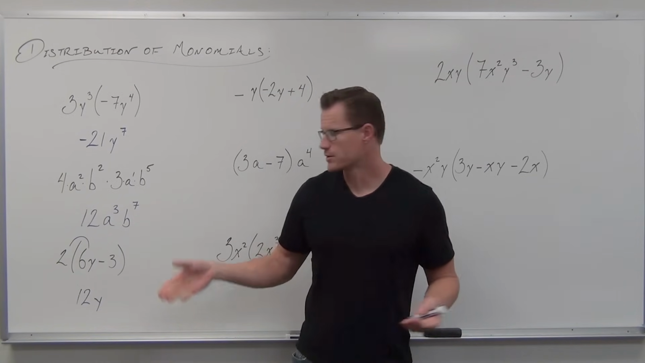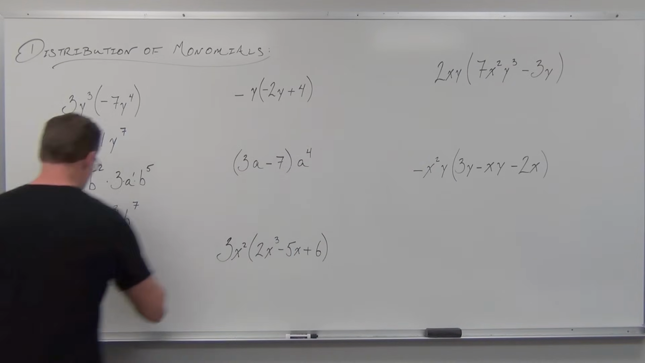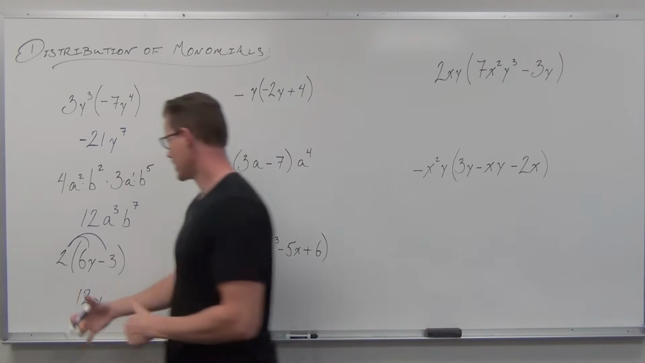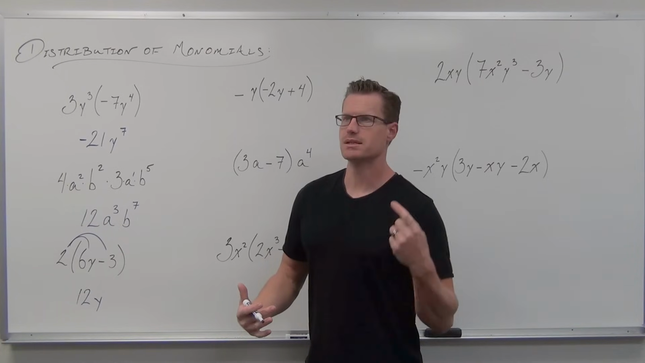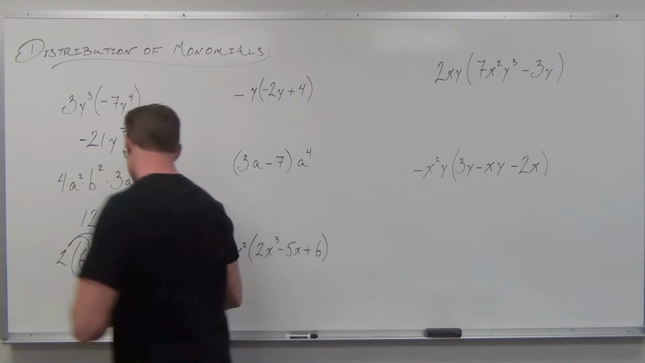That's all that's going on. So 2 times 6y, 12y. No big deal. We know how to do that. 2 times negative 3, well, I know that's negative 6, so if I think negative, I'm going to write minus.